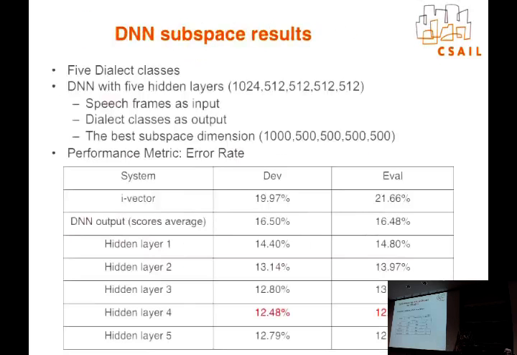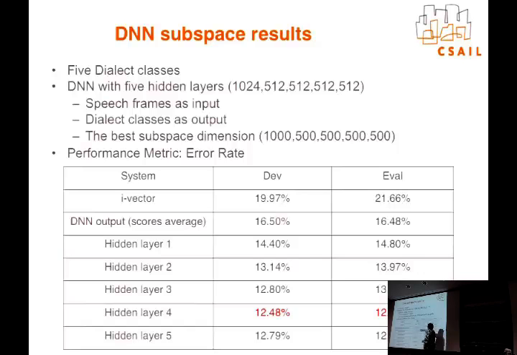And this is the result. I trained a DNN of 5 layers. The first one is 1,000, the other one is 500. The features, as I said, are speech frames, filter bank. The output is the dialect, which is 5. And this is the best subspace dimension. For this task, it's actually somehow full rank. And the results are error rates of the classification.